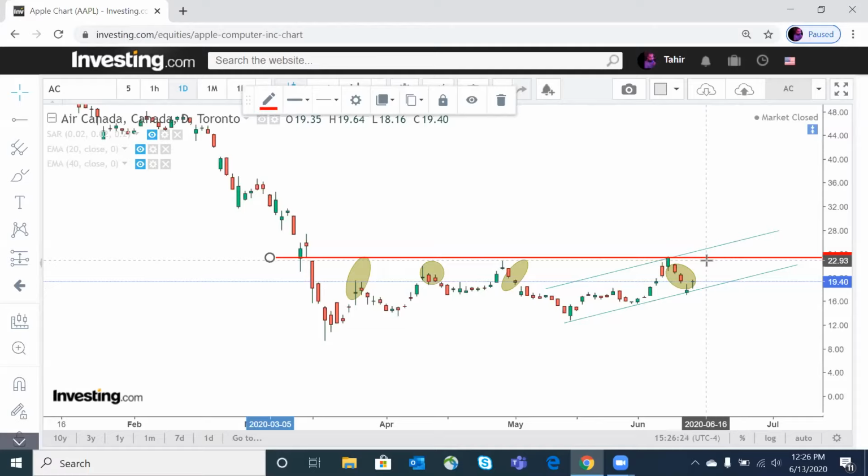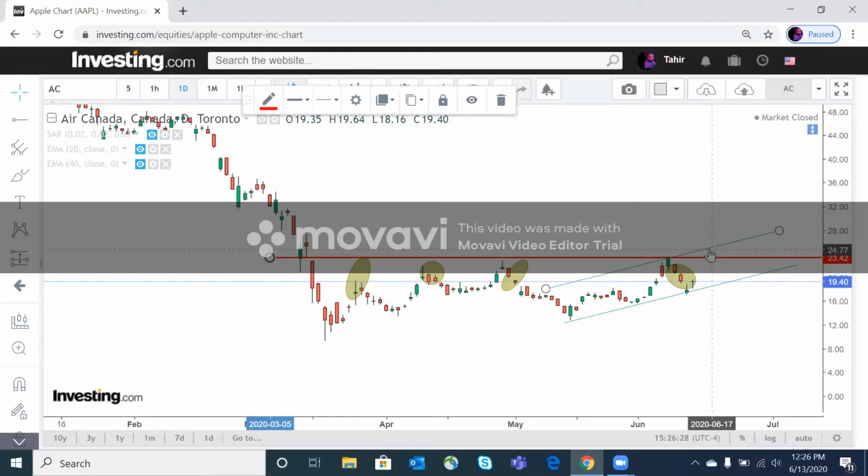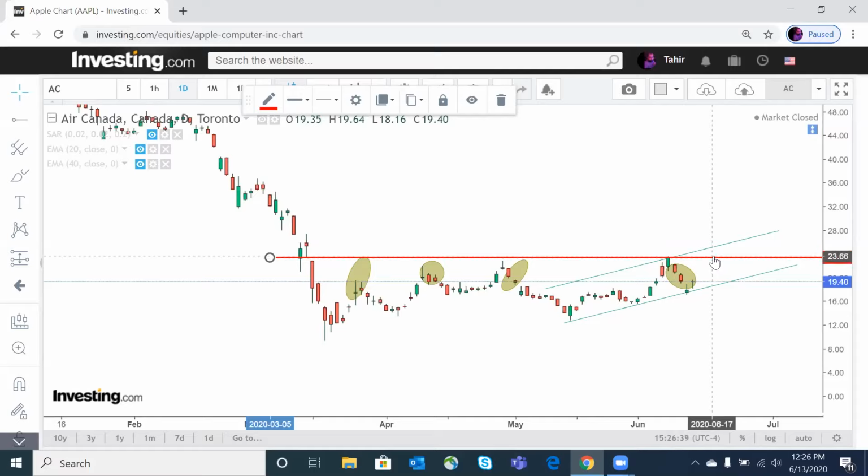So at 23, if it goes beyond this level, it can hit like 24, sometimes 24.5 or something like that. Then if it is going above this 24.5, you can re-enter the trade from here. Or the other situation will be that after hitting this 23.5 level, it goes below. If it goes below, then it can reach again 19.5 and then you can re-enter the trade.